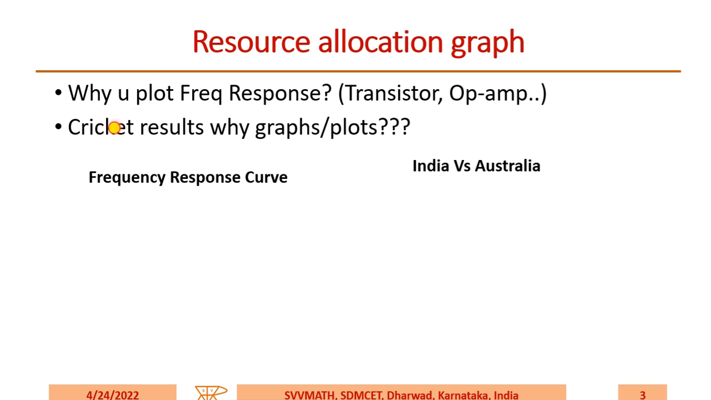You might even have observed cricket results. Why do they plot the graph? They could have written: first over 3 runs, 1 wicket; second over 2 runs, something like that. It's very difficult to understand.